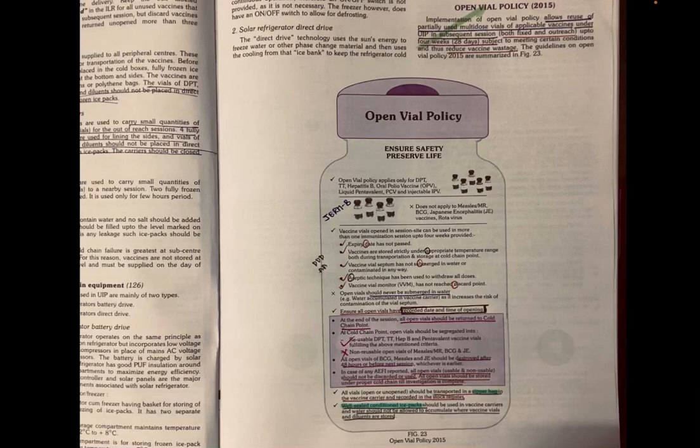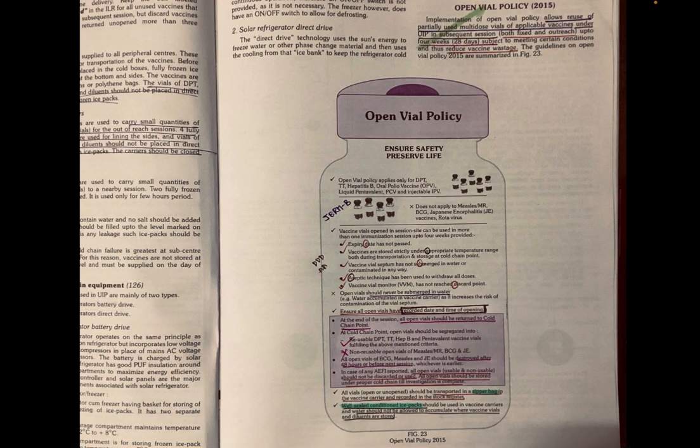Open vial policy. After opening a vaccine, you can reuse it if it is maintained under proper conditions. Implementation of open vial policy allows reuse of partially used multi-dose vials of applicable vaccines. Here, applicable vaccines denotes DPT, TT, hepatitis B, OPV, IPV, PCV. These are the vaccines to which this open vial policy is applicable. Why? Because these are multi-dose vaccines.